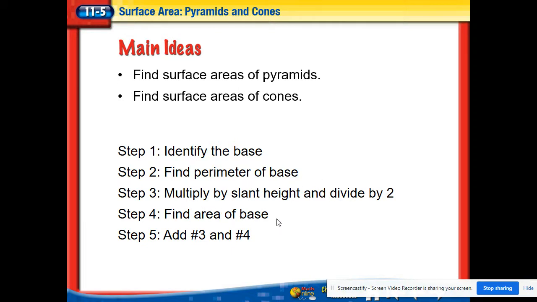And then we're going to find the area of the base. Notice there's no multiply by 2 here because there's only one base in a pyramid. Remember, pyramids go up to a point. So then we go ahead and add 3 and 4 together, and that's our answer. So we get to skip that one step of multiplying by 2.